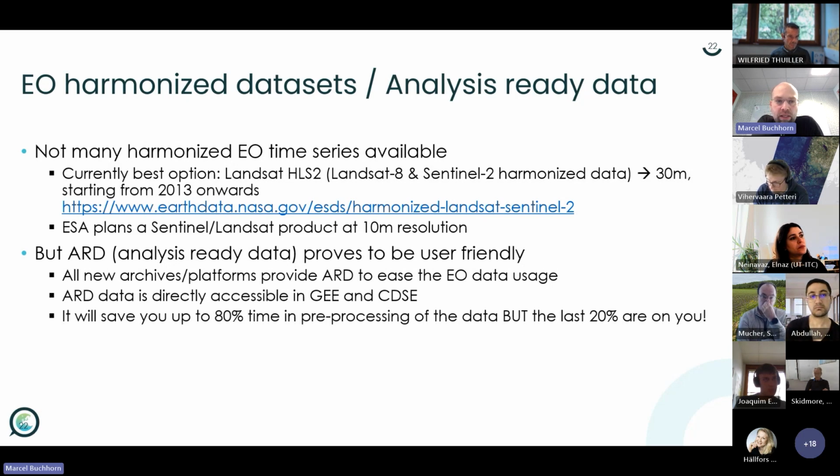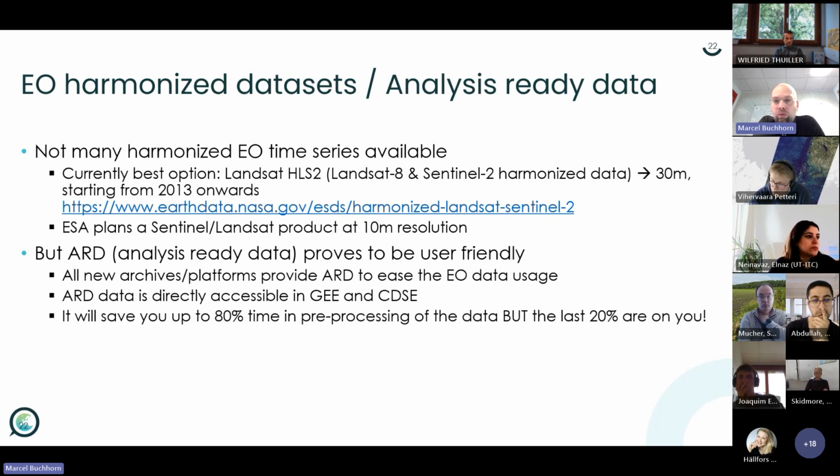ESA is also planning a Sentinel-Landsat product at 10-meter resolution, so nearly the same archive, where they will reprocess the Landsat 8 and Landsat 9 data into 10-meter resolution instead of 30-meter resolution. But other than that, there are nearly no harmonized products out there. You can generate them by yourself in portals like Google Earth Engine or openEO, but that means you have to do it by yourself. In the last years, we, as a remote sensing community, came up with a new standard which we call ARD, Analysis Ready Data.